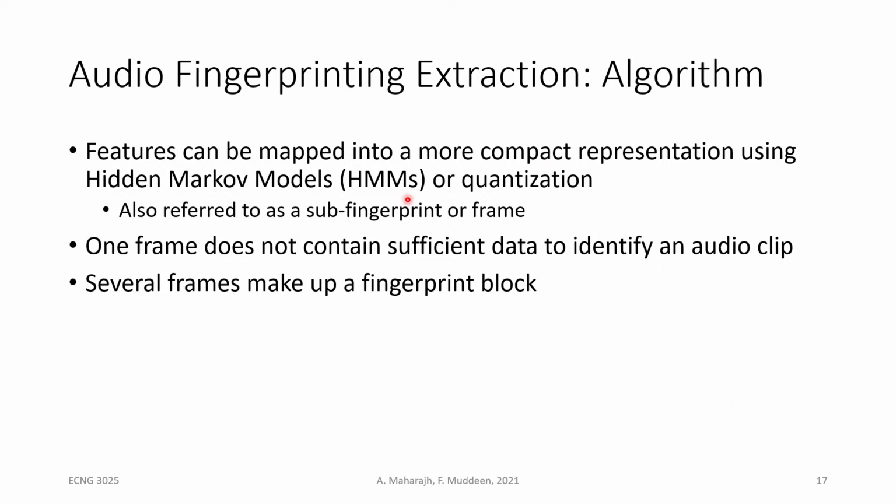Now, it's possible to map these features into a more compact representation using something referred to as hidden Markov models, which is basically a quantization feature, which is where we get our sub-fingerprints or frames that we actually started with. Now, one frame here, remember, is a fraction of that audio sample, and that isn't going to contain enough data to identify any sort of audio clip. So the combination of those several frames is going to make up what we refer to as our fingerprint block, which we will be using to match our audio sample to our stored audio signal in our database.